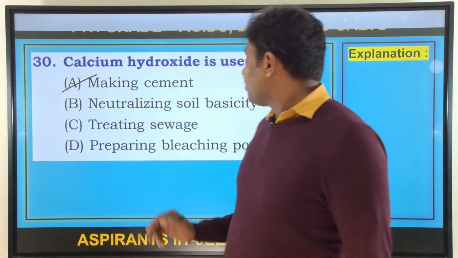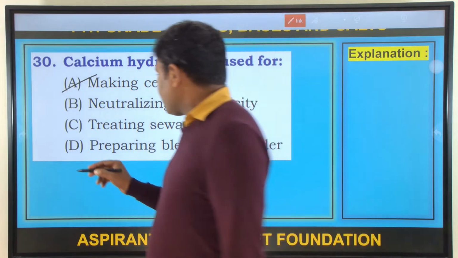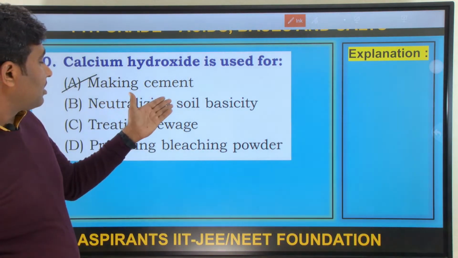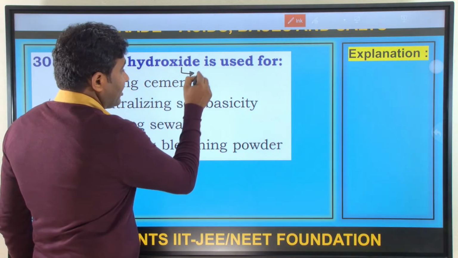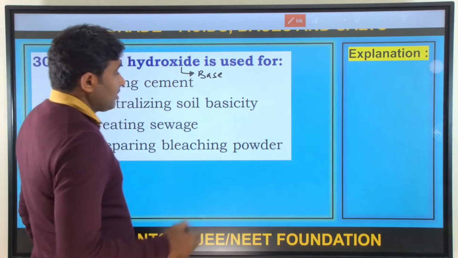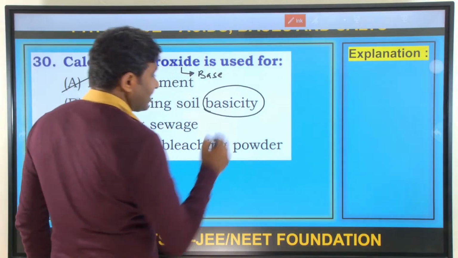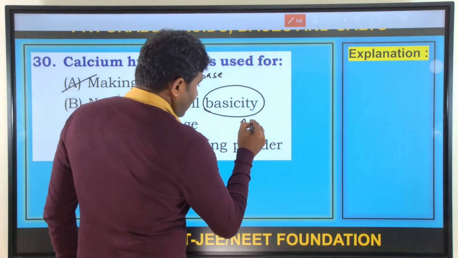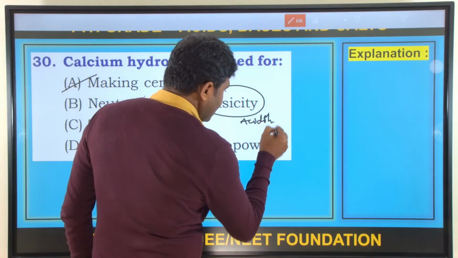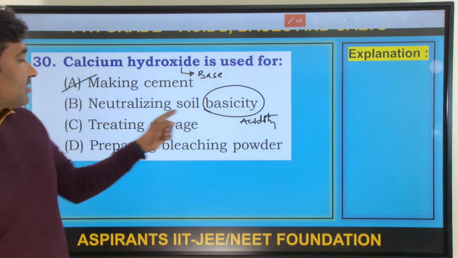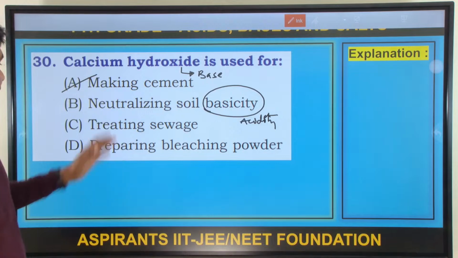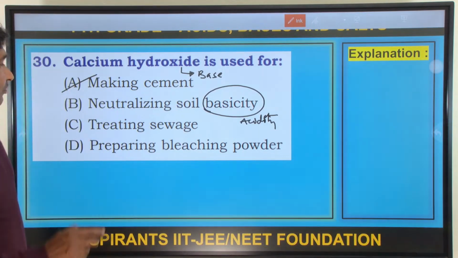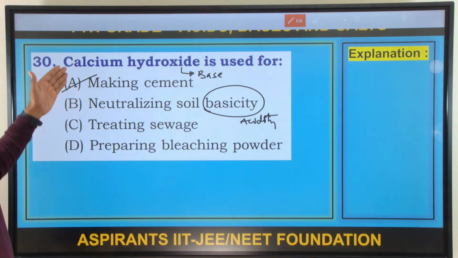Okay. Next, neutralizing soil basicity. In the key, actually we given this as a correct answer, but it is wrong. Why? Because calcium hydroxide is basic in nature. It is a base. So a base always neutralizes acidity, not basicity. So if we put acidity here, it is correct. Neutralizing the soil acidity is correct, but neutralizing the soil basicity is not a correct option. Now you need to correct this option. Actually, in the key A, B, C, D is given, but the actual answer is A, C, D.